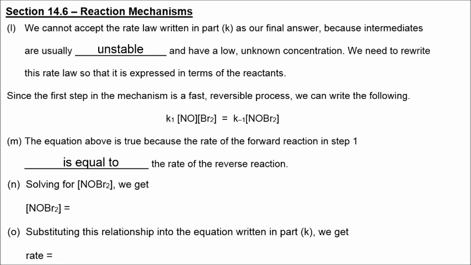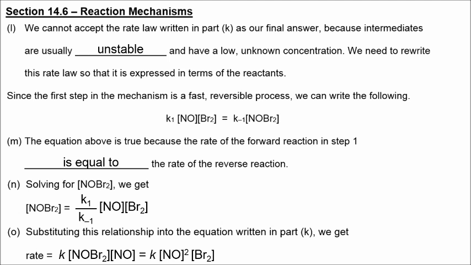Let's see if we can't substitute and solve for this concentration of NOBr2 by just simply rearranging the equation. When we do that, we get that the concentration of NOBr2 is dependent on the concentration of the reactants NO and Br2. And if we plug that into the rate law that we had written in part K, we have an overall rate constant times the concentration of NO squared and then the concentration of Br2. So what does this mean? That now we have a rate law for this mechanism which is second order with respect to NO and first order with respect to Br2.